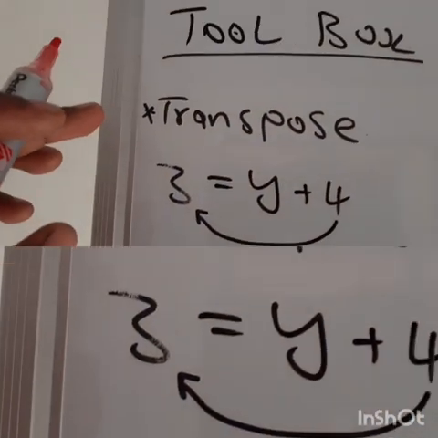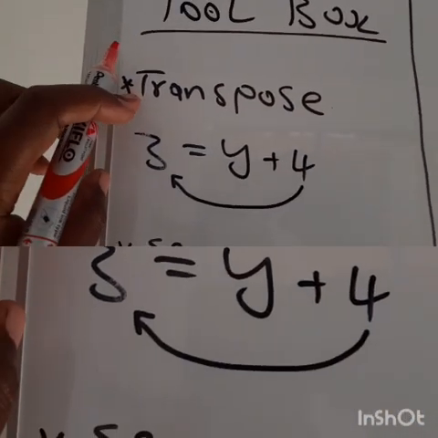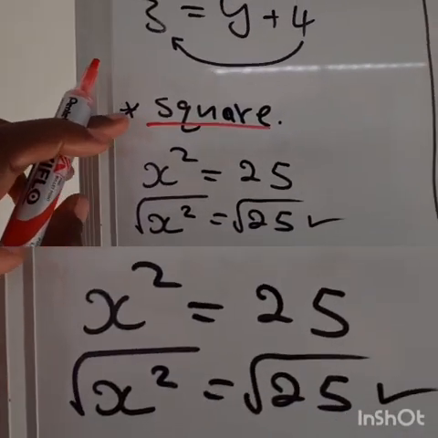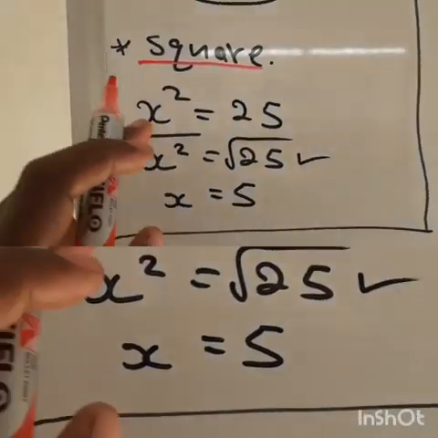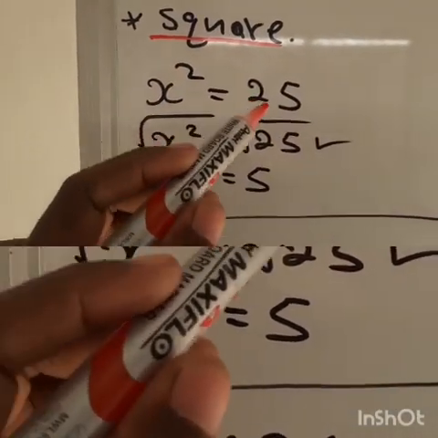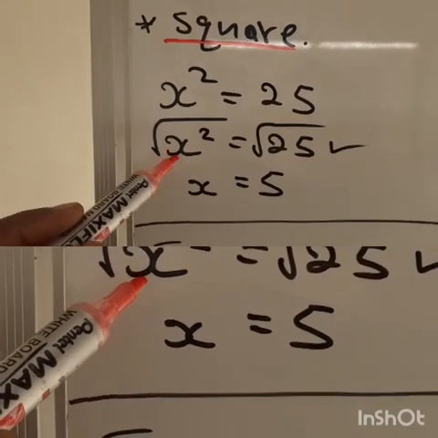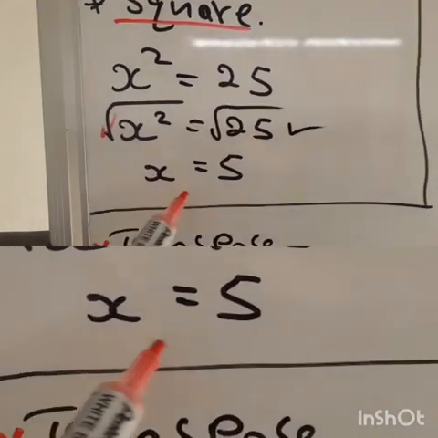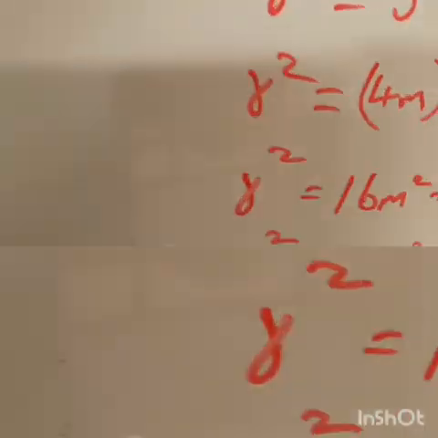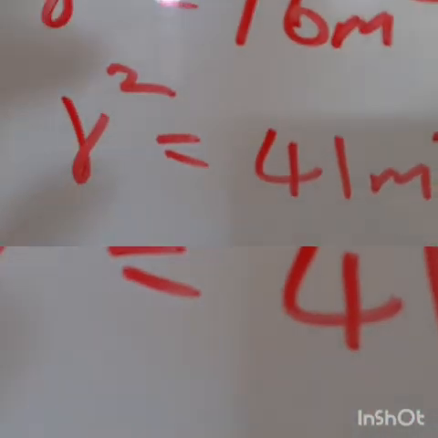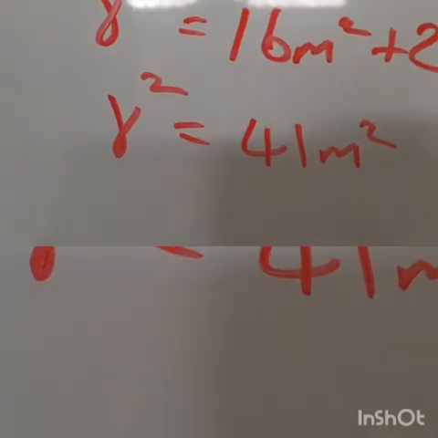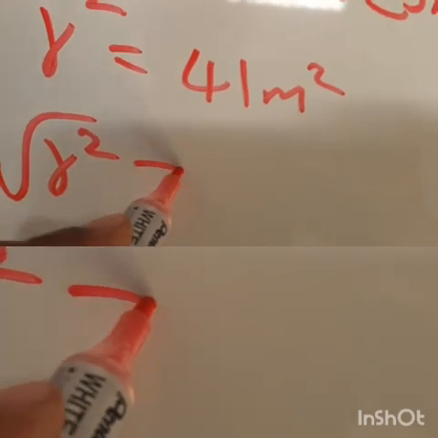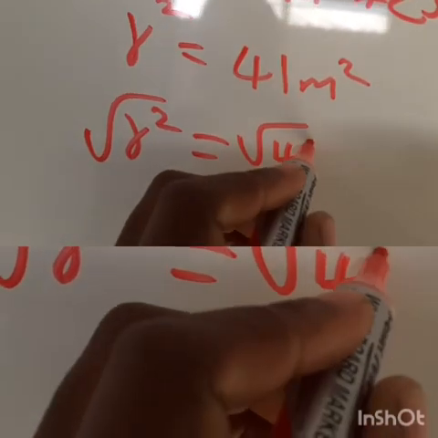You remember in the toolbox, I said you need to know how to transpose and also how to deal with squares. In dealing with squares, remember that when you have x squared equals 25, you put square roots on both sides in order to find your answer. So let's go back here. As we stand, we have r squared equals 41 meters squared, so I have to put square roots on both sides.